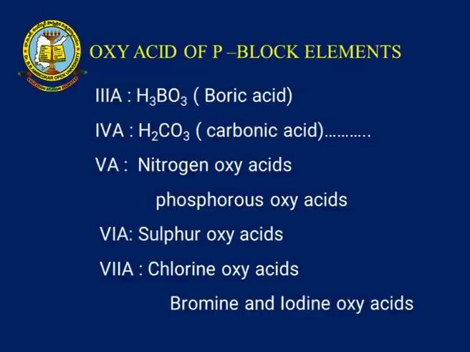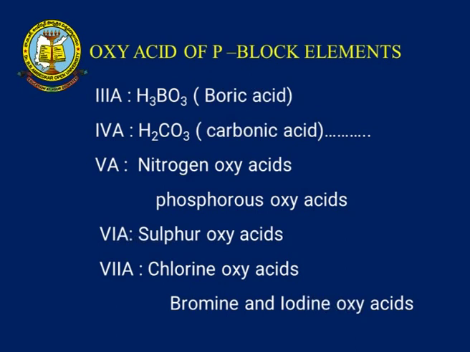You come to the first family, the boron family, 3A. You take boron trioxide, B2O3. When dissolved in water, it produces boric acid. B2O3 plus H2O gives H3BO3. It forms H3BO3, right.